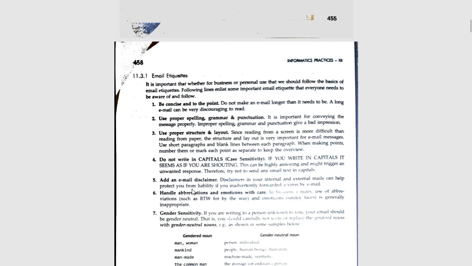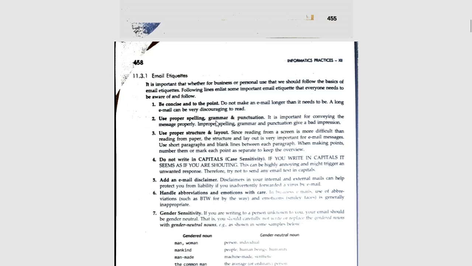Now let's start with email etiquettes, the etiquettes which you should follow while using an email service. Email, you know, is electronic mail, so whether for business or personal use, we should follow the basics of email etiquette. The following lines list some important email etiquettes that everyone needs to be aware of and follow. The first thing is be concise and to the point. Whatever you write in the email should not be very long and bulky. It should be a smaller amount of data, concise and precise.